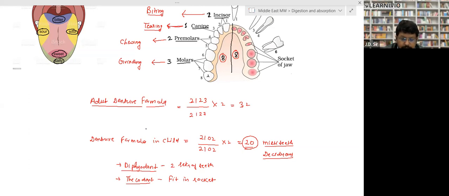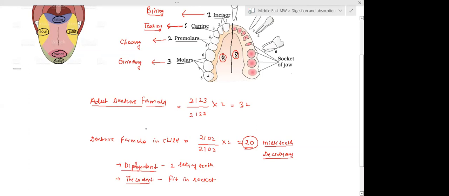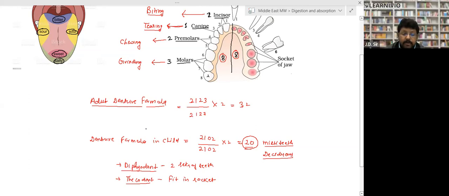Next point. Milk or deciduous teeth. I have written over here: milk or deciduous teeth. Right. Next point.